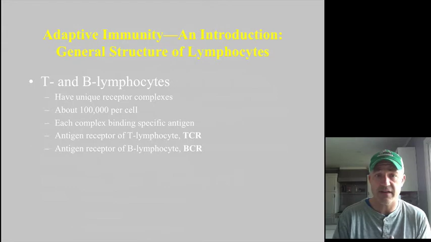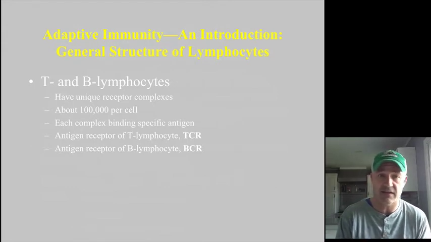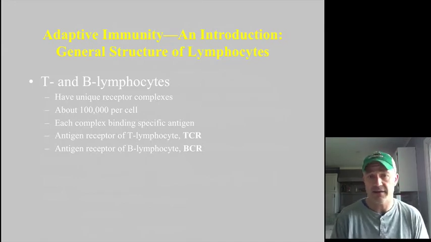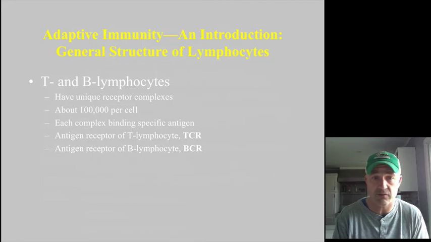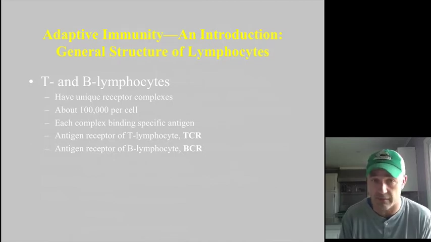Both B and T lymphocytes have particular receptors on their surface that are going to have some type of specificity. There's quite a large number of these per cell. Each cell is going to have a particular specificity towards some foreign type of antigen. And you're going to have a large number of these cells present within the body. T cells have T cell receptors. B cells have B cell receptors on them.